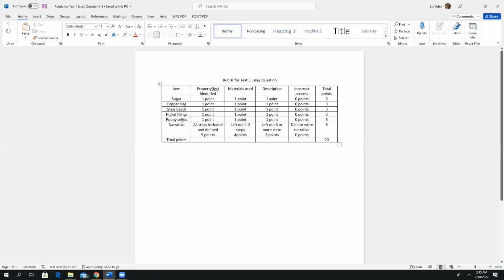It might be different materials, but the point being is you get 1 point if at least one property is identified. You get 1 point if the proper materials are used to separate it, obviously. You get 1 point for the description of how to separate it. And if it is an incorrect process, you get 0, right? So the coppers, same thing. So basically you're getting 1 point per thing.